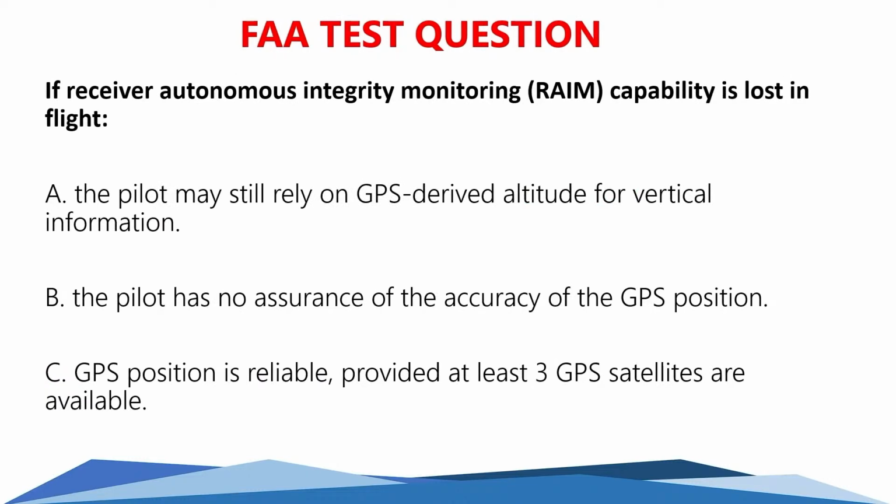Bring this one up. If receiver autonomous integrity monitoring, also known as RAIM capability, is lost in flight, is it A, the pilot may still rely on GPS-derived altitude for vertical information, B, the pilot has no assurance of the accuracy of the GPS position, or C, GPS position is reliable provided at least 3 GPS satellites are available?